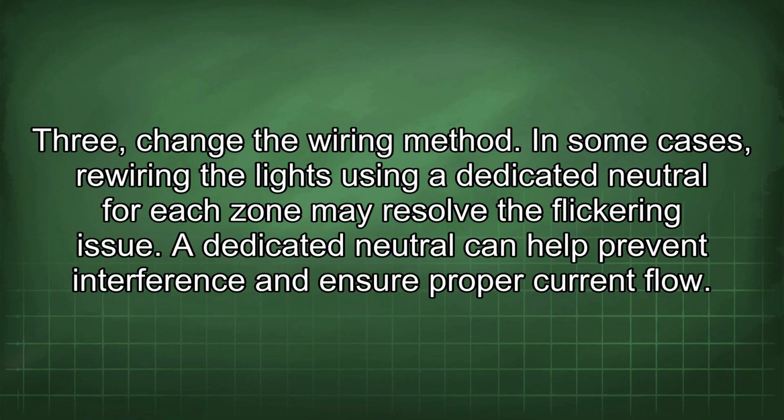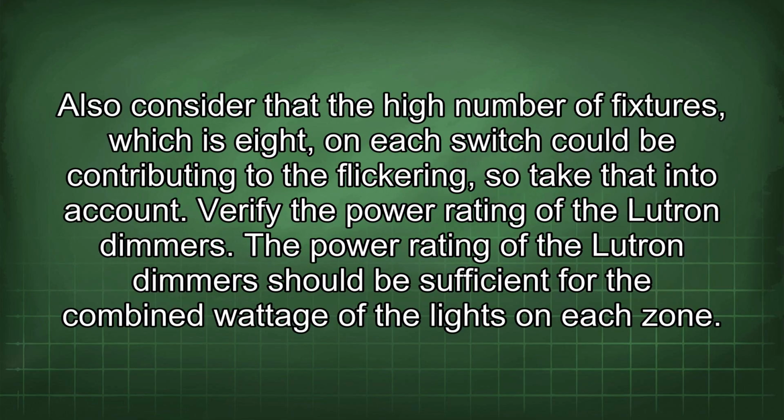3. Change the wiring method. In some cases, rewiring the lights using a dedicated neutral for each zone may resolve the flickering issue. A dedicated neutral can help prevent interference and ensure proper current flow. Also consider that the high number of fixtures, which is 8 on each switch, could be contributing to the flickering, so take that into account.